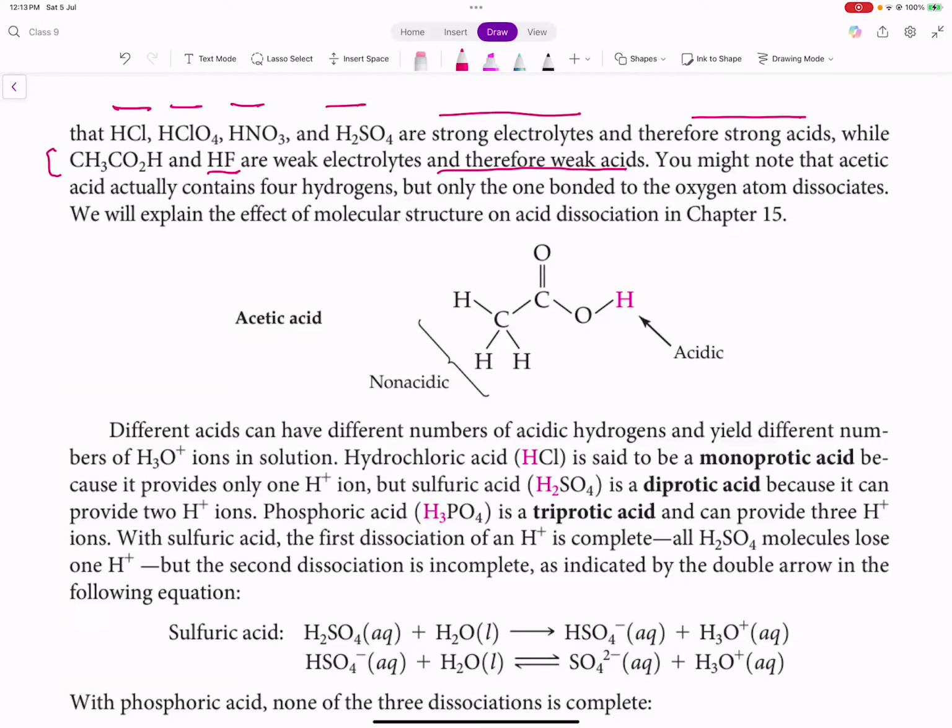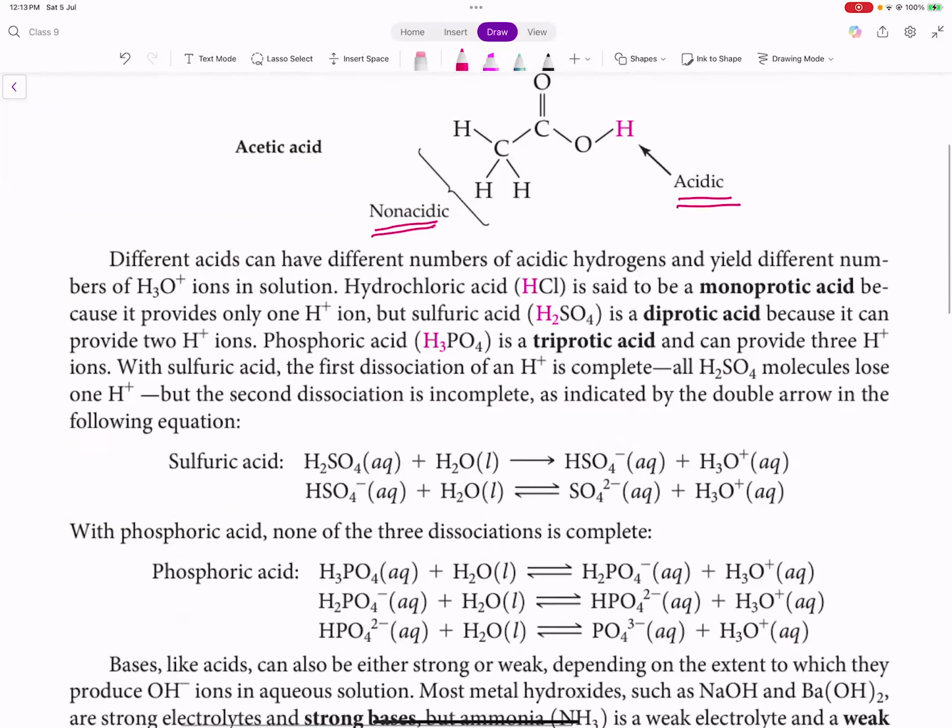So also you can see that acetic acid actually has four hydrogens, but only the one bonded to the oxygen atom dissociates. Okay. So we'll study about it later also. So this is the structure, and the three hydrogens which are attached to carbon, they are non-acidic. Okay. Only the hydrogen which is attached to the oxygen is acidic. Right.